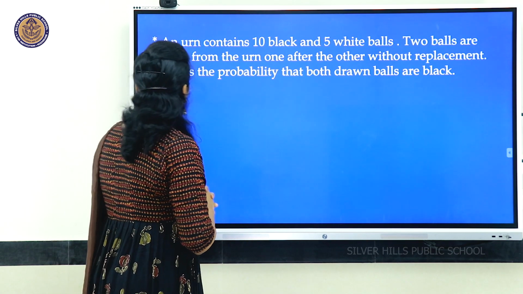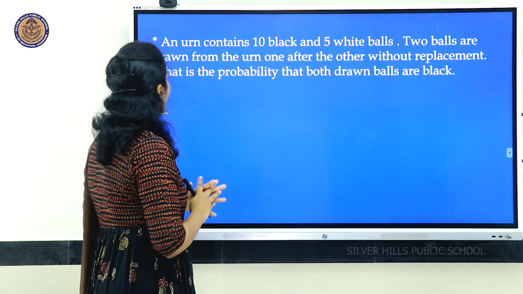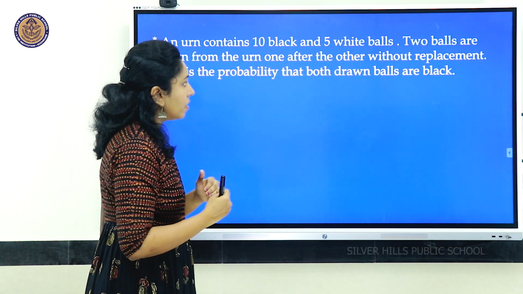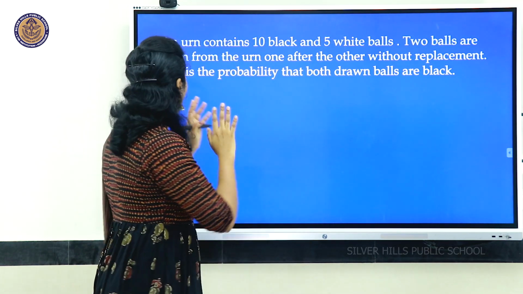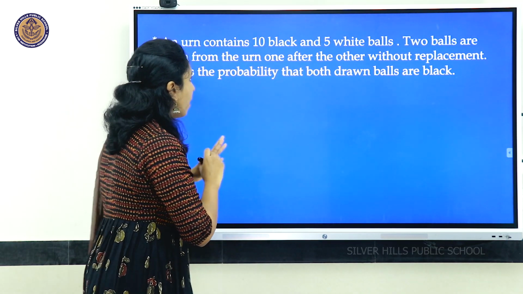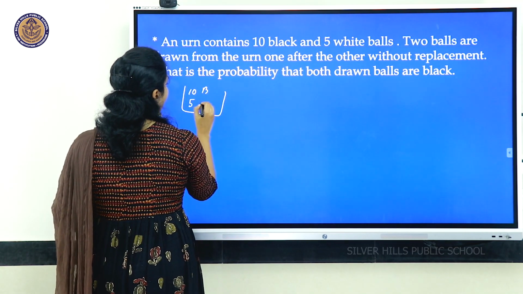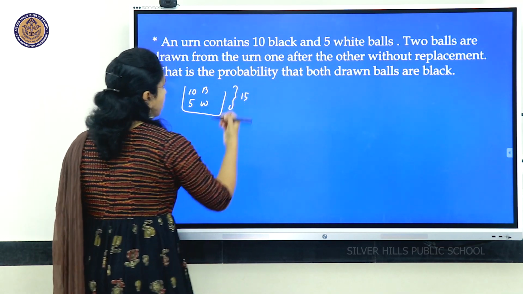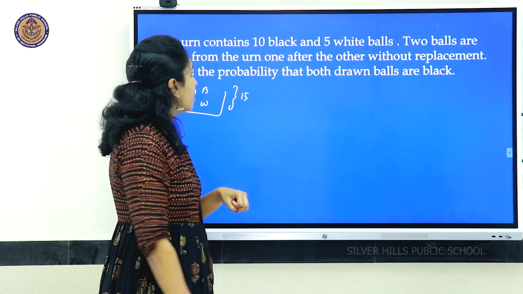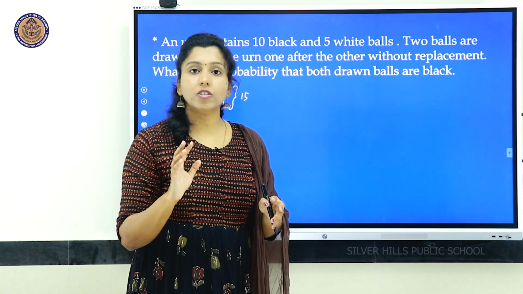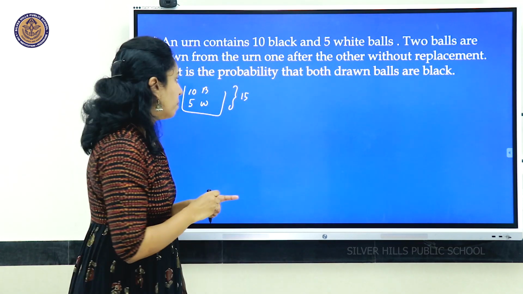Let us read this question. An urn contains 10 black and 5 white balls. 2 balls are drawn from the urn, one after the other without replacement. So, what is the experiment? You have an urn that contains 10 black and 5 white balls, total 15 balls. Okay? 2 balls are taken, one after the other, without replacement. What do you mean by without replacement? When you pick a ball, you are not keeping it back. Okay, that's called without replacement.